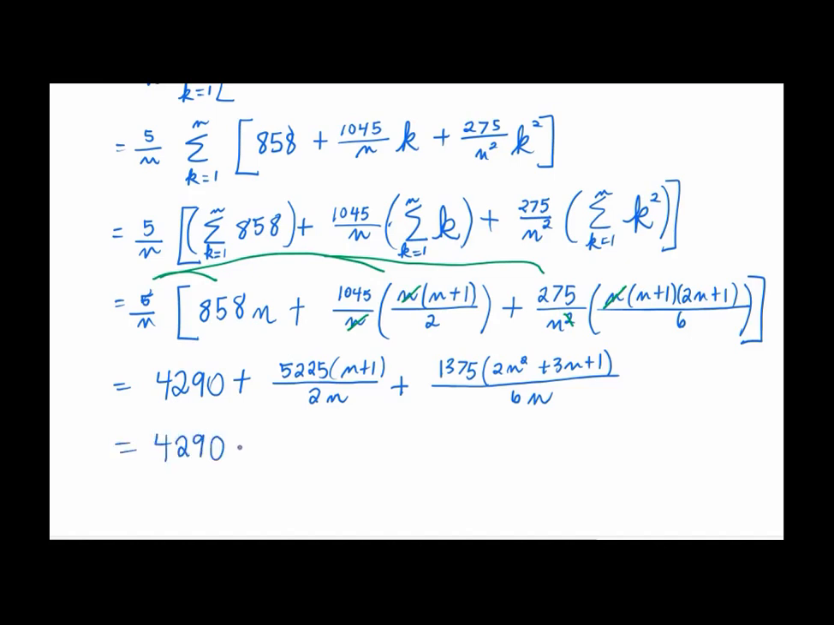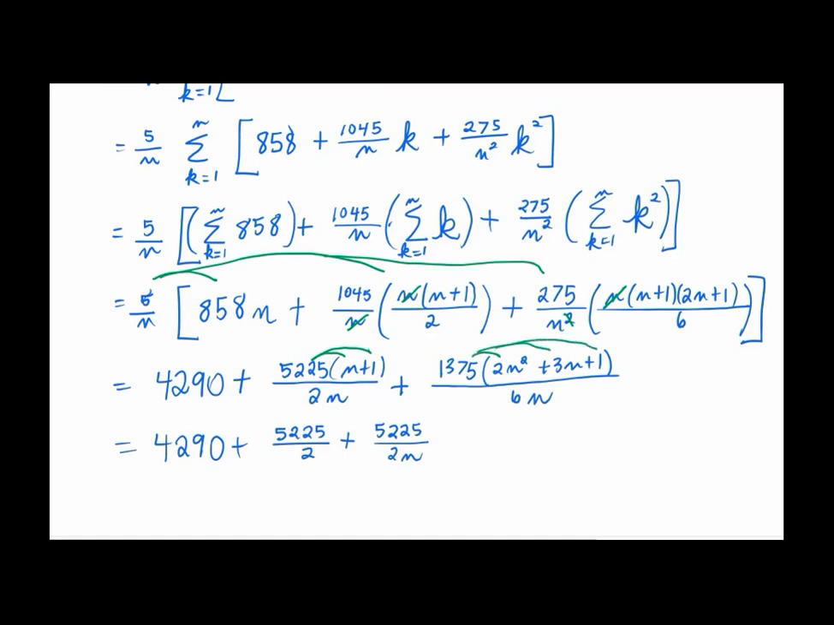So we have 4290 plus, let's separate this into a sum of 2 terms. So the first one is 5225n when we distribute that over 2n. Well, when you distribute and then put it over 2n, the n's cancel, so you just get 5225 over 2. Okay, plus 5225 times 1 over 2n is 5225 over 2n.